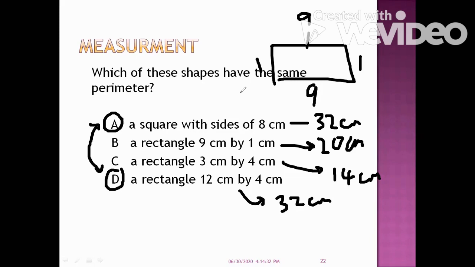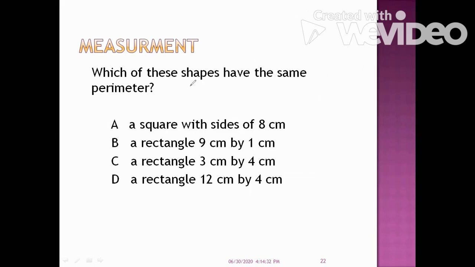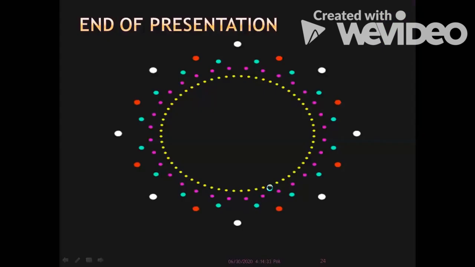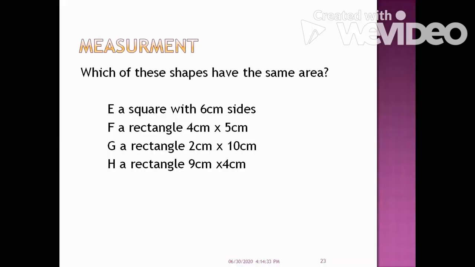Right, so we're running. I think this question here is our last question. Let me check. Yes, so last question. It says, which of these shapes have the same area? So what we're going to do is that we're going to find the area of each shape. So it says E is a square with 6 centimeters sides. All right, so it's length times width. So 6 times 6 is what? 36.